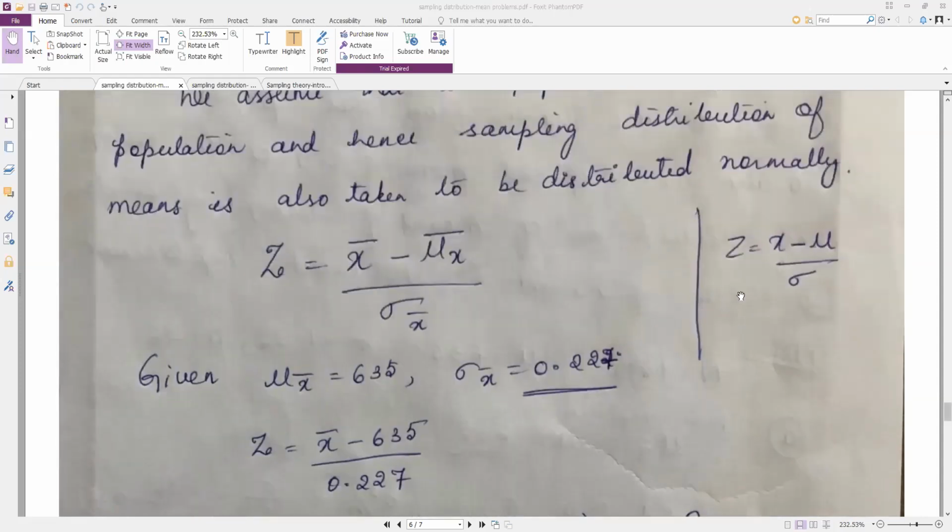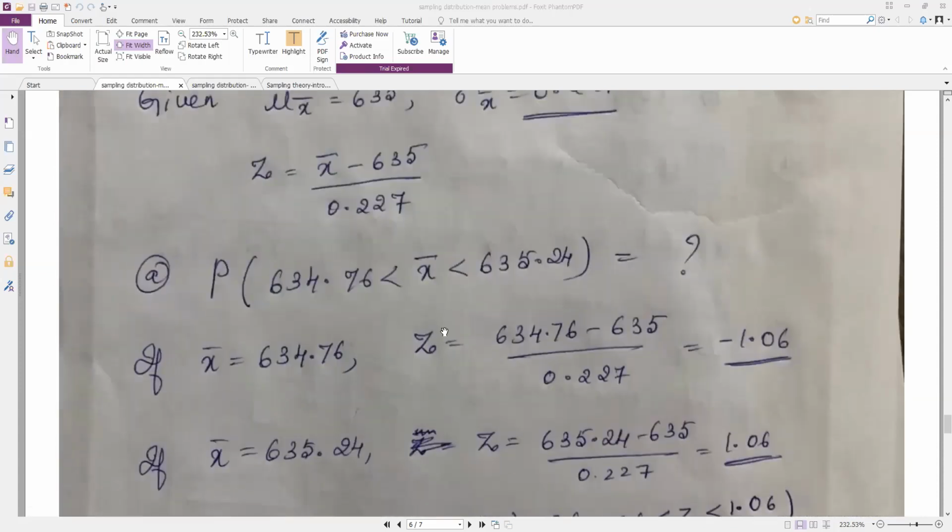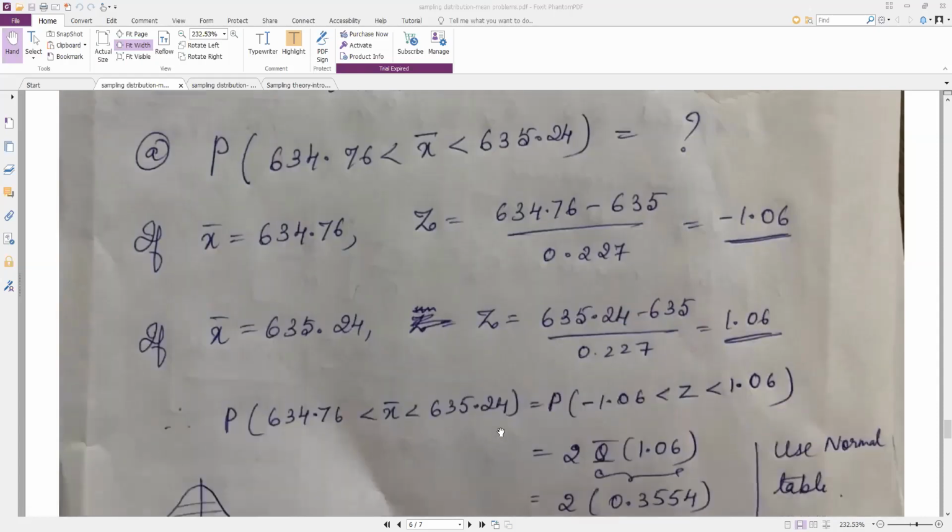Now see, since it is a normal variate, we know the normal distribution graph, correct? So we'll convert this x bar in terms of z. How to do that? We have seen in module 3 how we have done that. This is our normal variate, so just put x bar as this, you will get minus 1.06. Put the other x bar here, you will get 1.06. So converting x bar to the normal variate, the probability asked becomes minus 1.06 to 1.06.